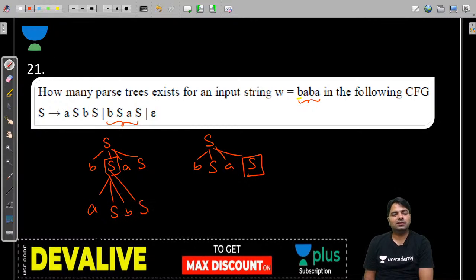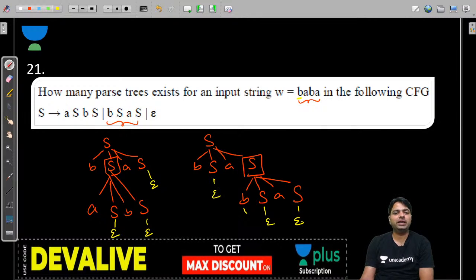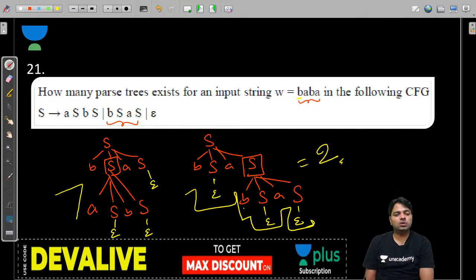ASBS. And if you go this side, for this S, you need to go for only one choice. You have BS, AS. What you do, the remaining S, all of them are epsilon. So that you will see BA in both. So these are the two parse trees, guys. Yes, you have two parse trees. Here also you have BA. Here also you have BA.